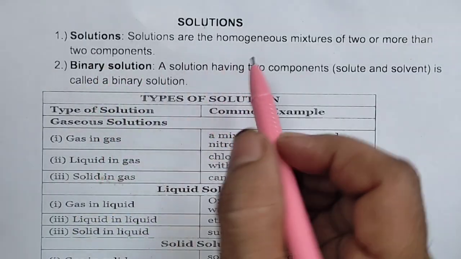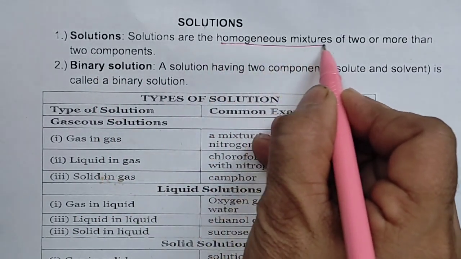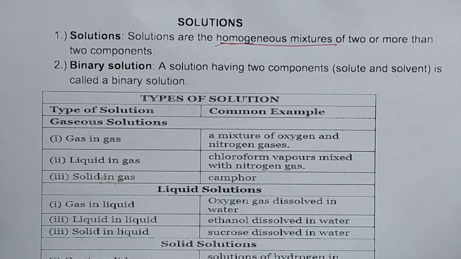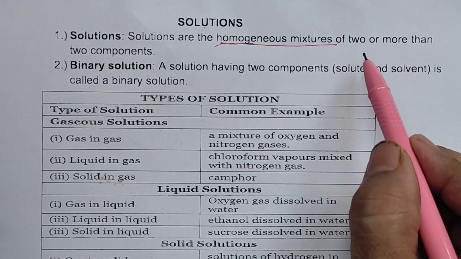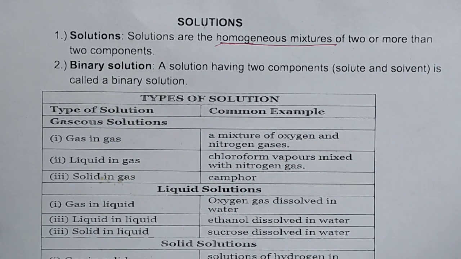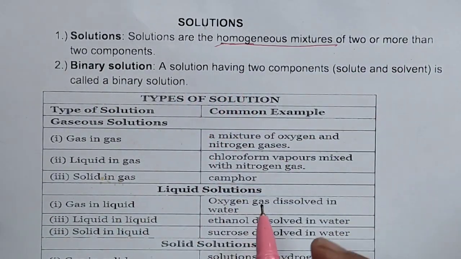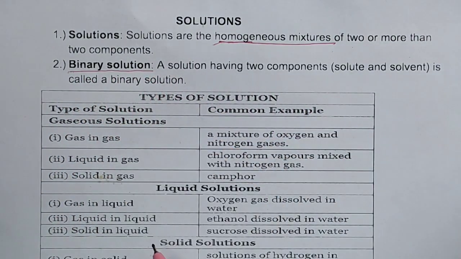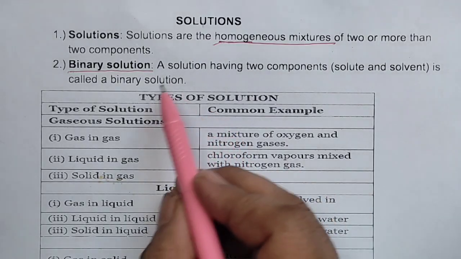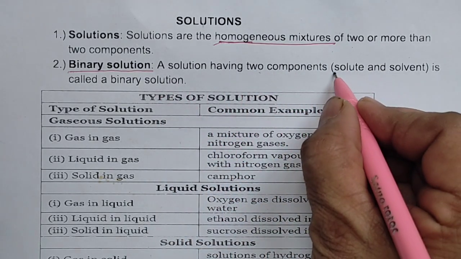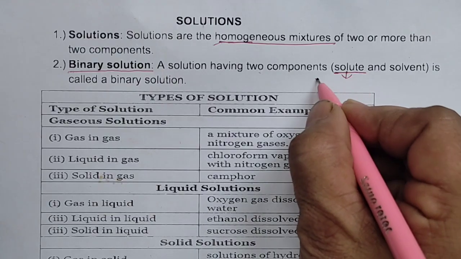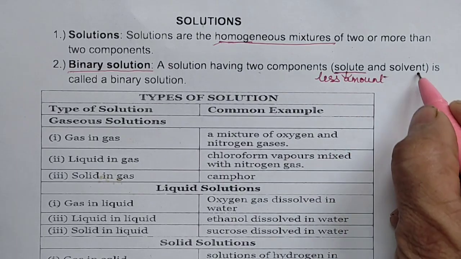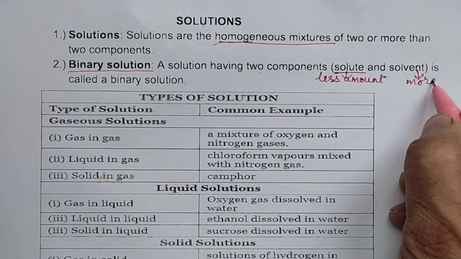Solutions. So what are solutions? Solutions are homogeneous mixtures. Homogeneous means you cannot distinguish between what is the solute and solvent in it. It's a homogeneous mixture of two or more components. Usually we talk about two components. If there are two components, we call such solutions binary solutions. In a binary solution, one is the solute, the one that is present in less amount, and the other is the solvent, present in more amount.